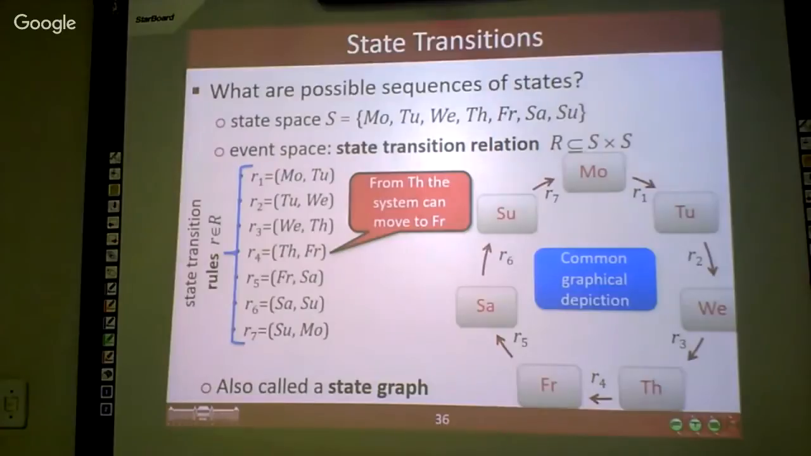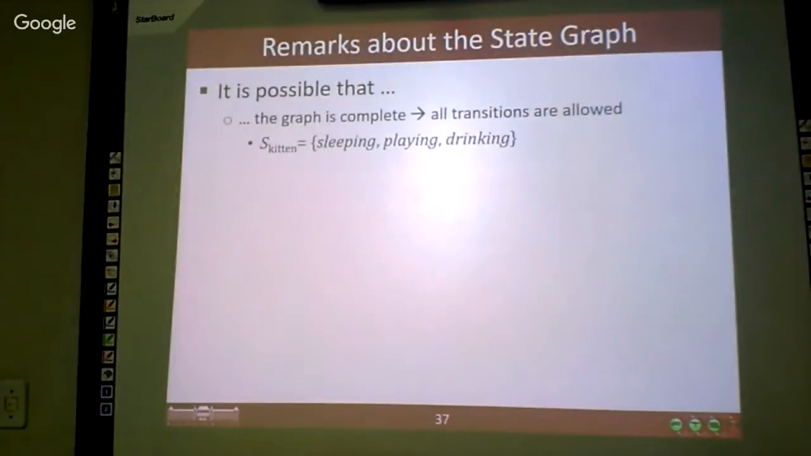And it's good to know this kind of representation, because you can see many papers and definitions that rely on this kind of definition of state transitions by representing them as mathematical relations. So there are multiple possibilities regarding the state graph. It is possible that the graph is complete, all transitions are allowed. For example, for a small kid, if you have these states: sleeping, playing, drinking, actually you can change from all the states to all other states.